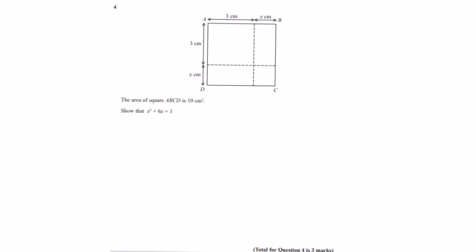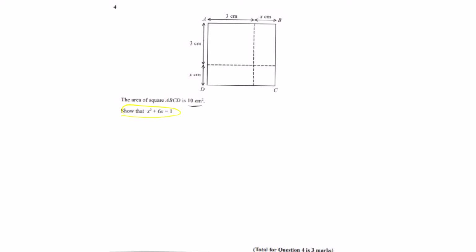Okay, so question 4. So here we're mixing a bit of shape with some algebra. So we've been told that the area of the square ABCD is 10 centimeters squared. And we want to show that x squared plus 6x equals 1. Now, I'm not going to worry about that last bit for a minute. That hopefully will come out as we do our calculations.